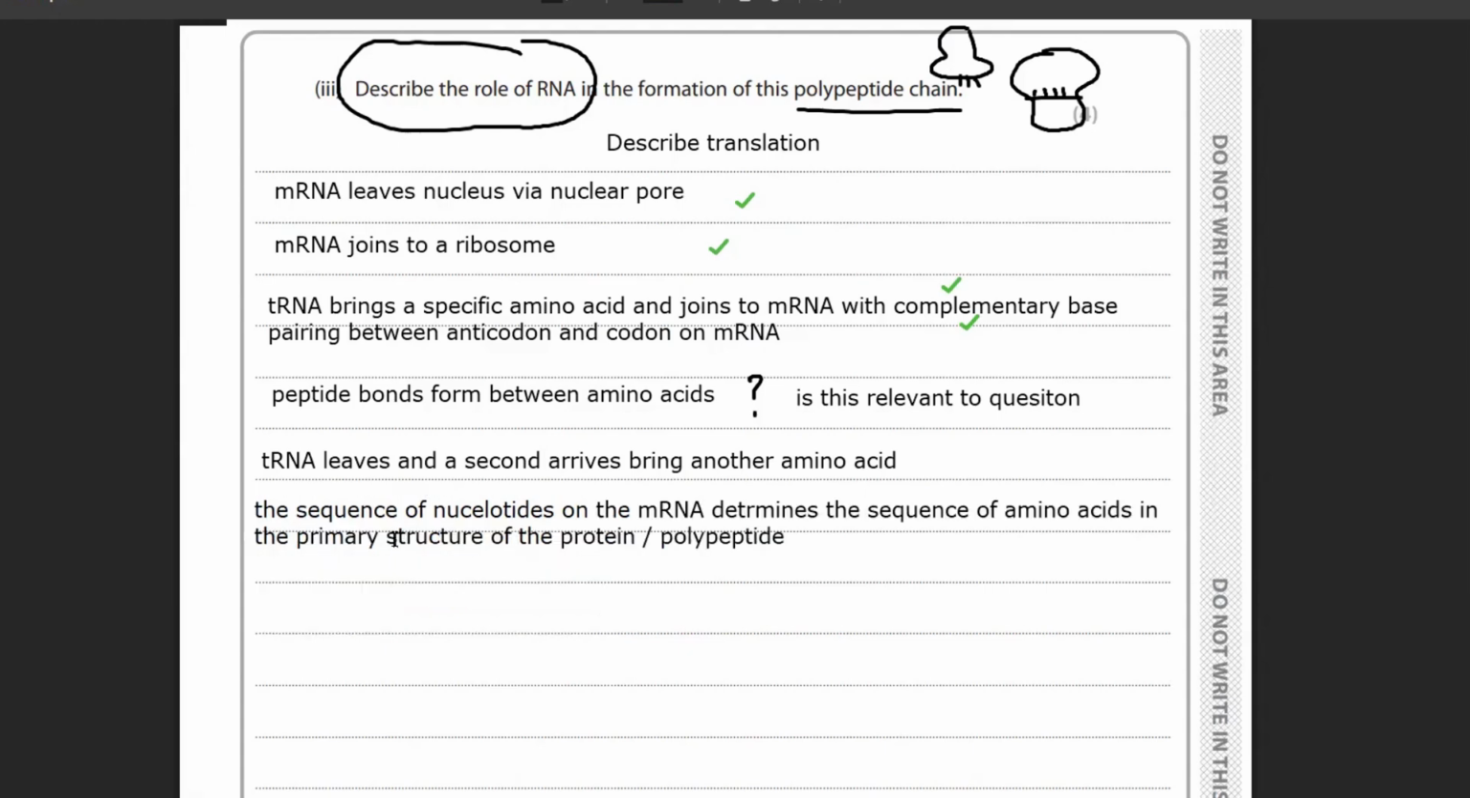And then due to the different positions of the R groups, we're going to get different folding, different hydrogen bonding, giving us beta pleated sheet or alpha helix. And then dependent on the R groups, we're going to get disulfide bridges and ionic interactions and things, and we're going to get that specific 3D structure. Anywho, that will get you all the marks. That's the end of the question.